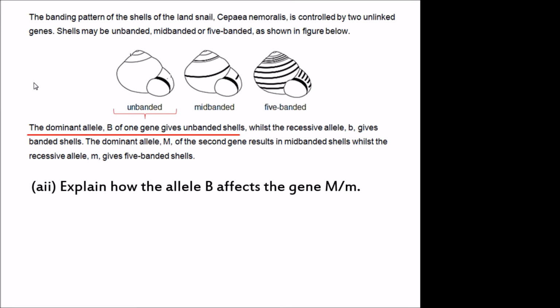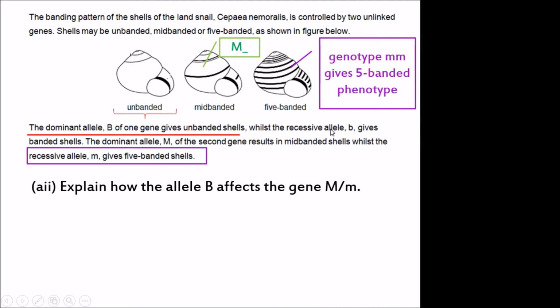So our first clue is from the first sentence. One dominant big B gives me unbanded. So for this kind of phenotype, I must have at least one big B. So I write there, one big B, which means the other is small b. What other clues do I get? Mid-banded needs at least one big M. Dominant big M gives me mid-banded. And then down here, recessive m gives me 5-banded.